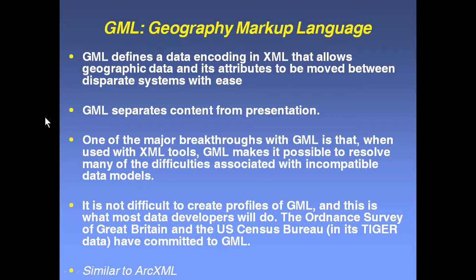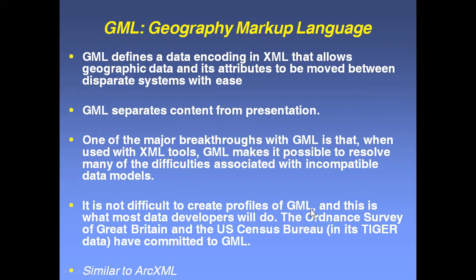What is GML? GML defines the data encoding in XML that allows geographic data and its attributes to be moved between disparate systems with ease. Also GML separates content from presentation, which is the basic idea of XML also, because GML is XML based, so content is different from presentation. And one of the major breakthroughs with GML is that when used with XML tools, GML makes it possible to resolve many of the difficulties associated with incompatible data models.